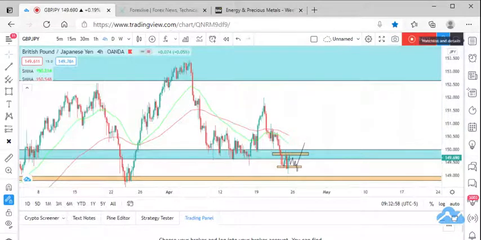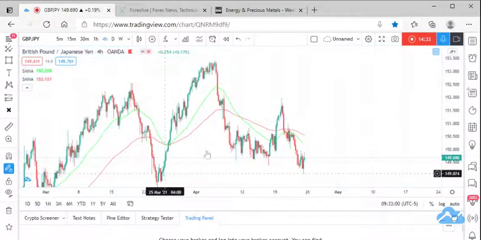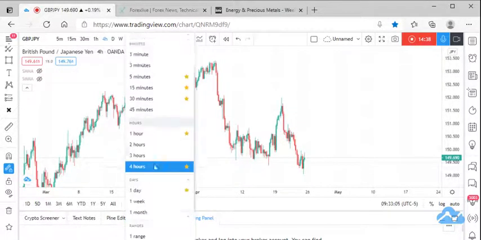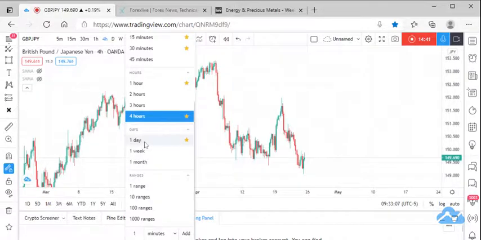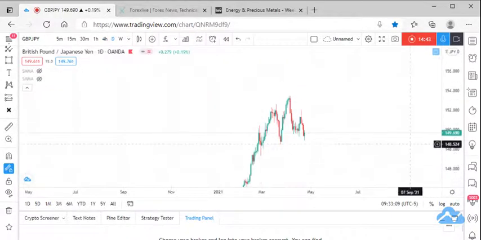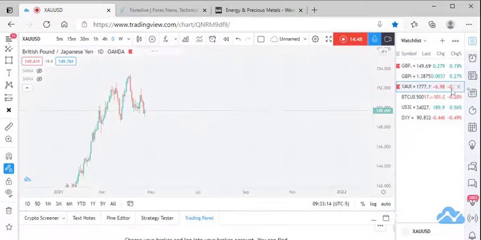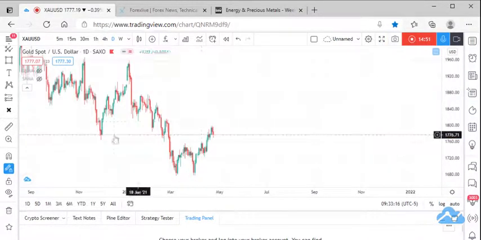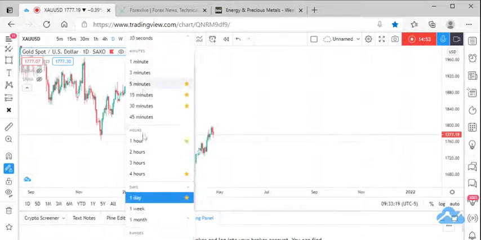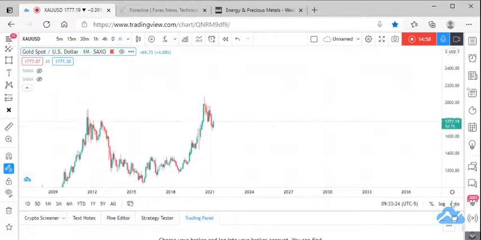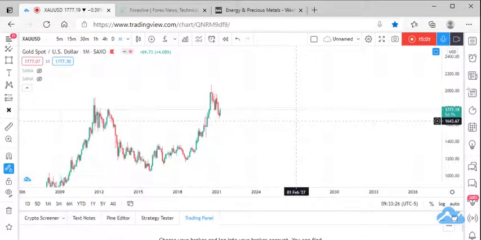Alright, so we clear this up. And I do clear my charts up after every trading day. Now I want to go to gold and do a quick breakdown on gold. And sometimes I don't always start on the monthly. Sometimes I go from the daily, 4 hour, 1 hour, 30 minute, 15 minute, 5 minute.